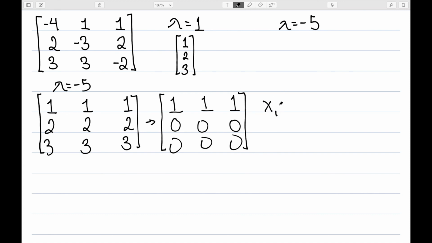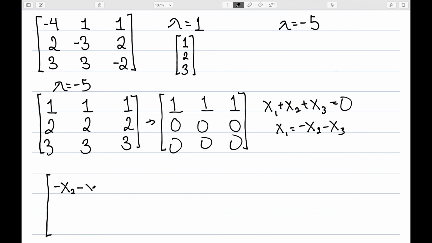Therefore, my equation is x1 plus x2 plus x3 equal to 0. Solving for x1 gives me minus x2 minus x3. When I write my vector, I write the equation for x1, which is negative x2 minus x3. x2 is a free variable and x3 is a free variable.